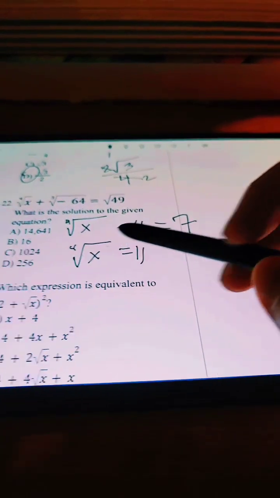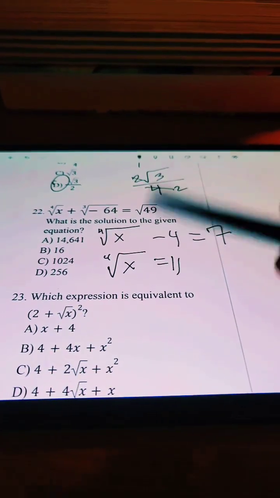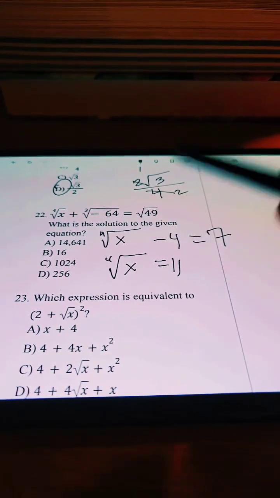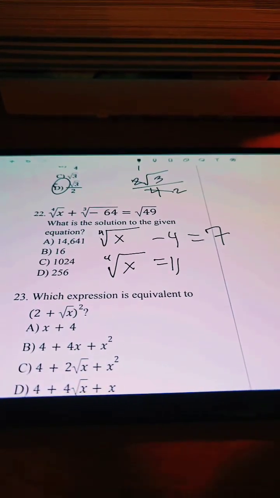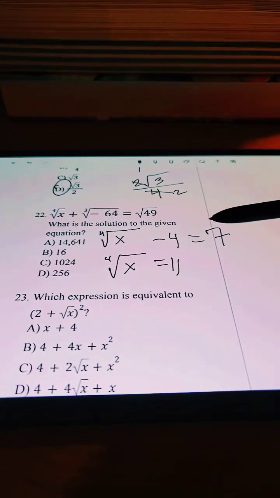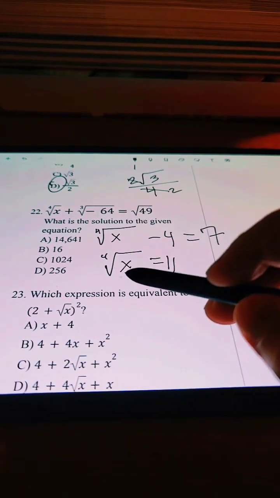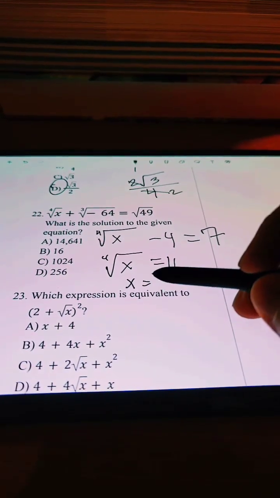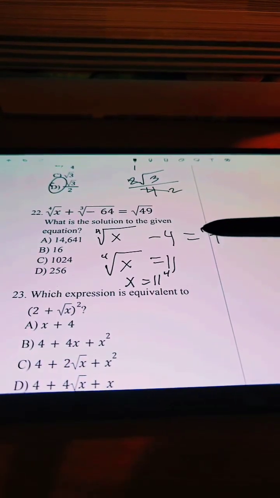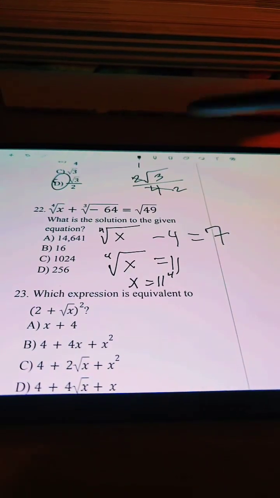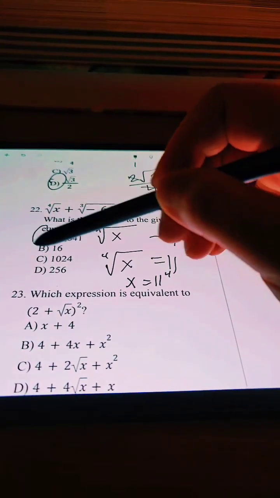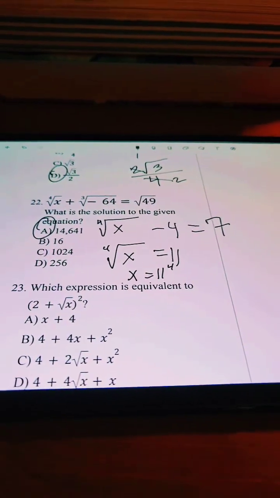And then now you want to get x by itself. So in order to do that, you have to get rid of this fourth root. The way we do that is by doing the opposite operation, which is raising things to the fourth power. So if I raise both sides to the fourth power, it gets rid of that for me, and I'm left with just x, and then I just have to figure out what 11 to the fourth is, which is going to be, obviously, the only one that's big enough is going to be A. So I don't even have to actually do the calculations or anything.